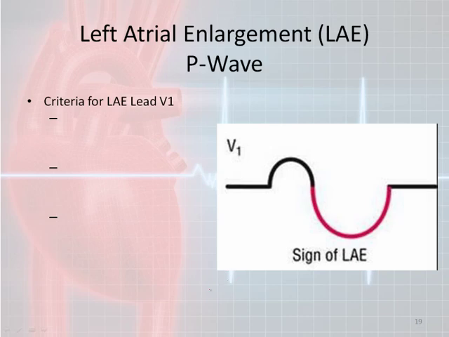In V1, you're going to have a little bit different criteria up there. What happens in V1 is you could have a biphasic P wave.